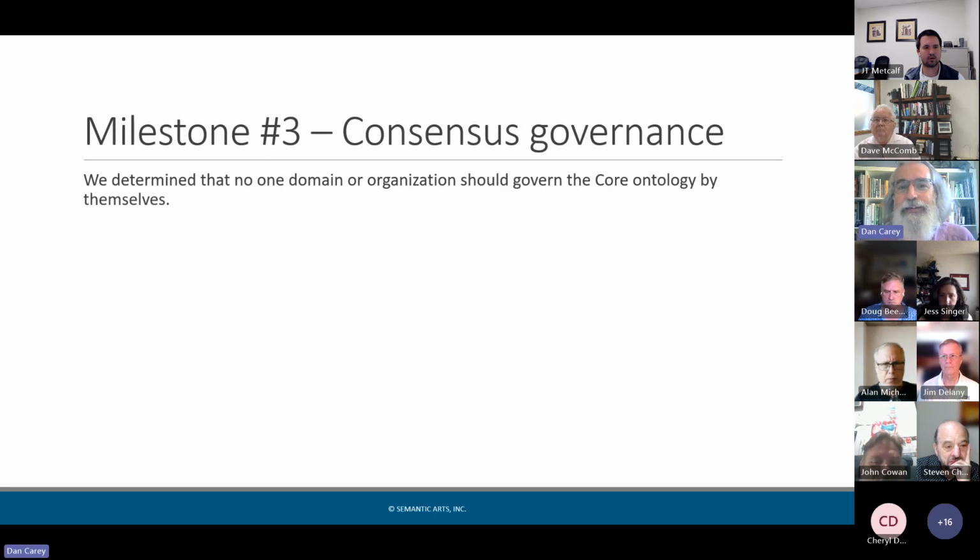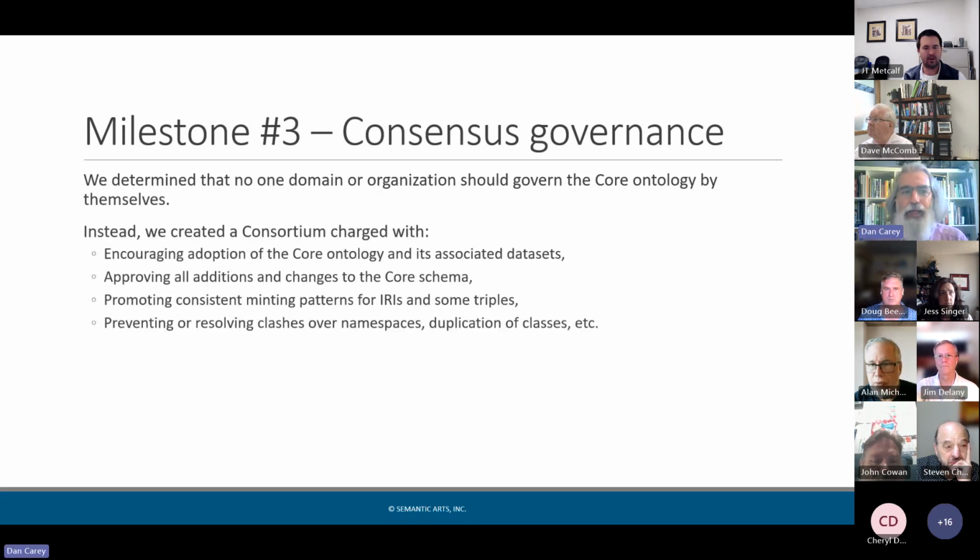So this led to the idea of using a consensus governance approach around the core. No one organization, no one domain should have the absolute say-so for an ontology that has to be used, or we want to be used, by organizations all across the firm. So instead, we created a consortium that organizations can join, and the consortium is charged with these particular tasks. We want to encourage the adoption of the core ontology.